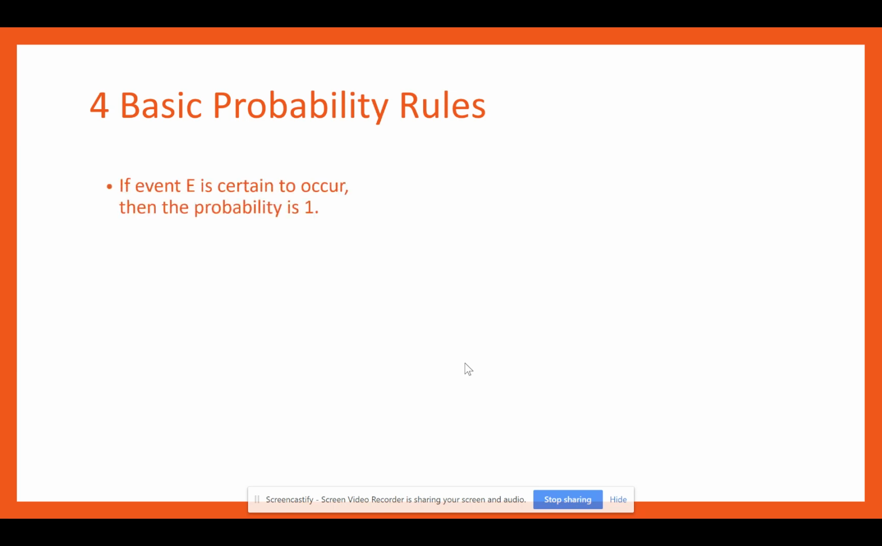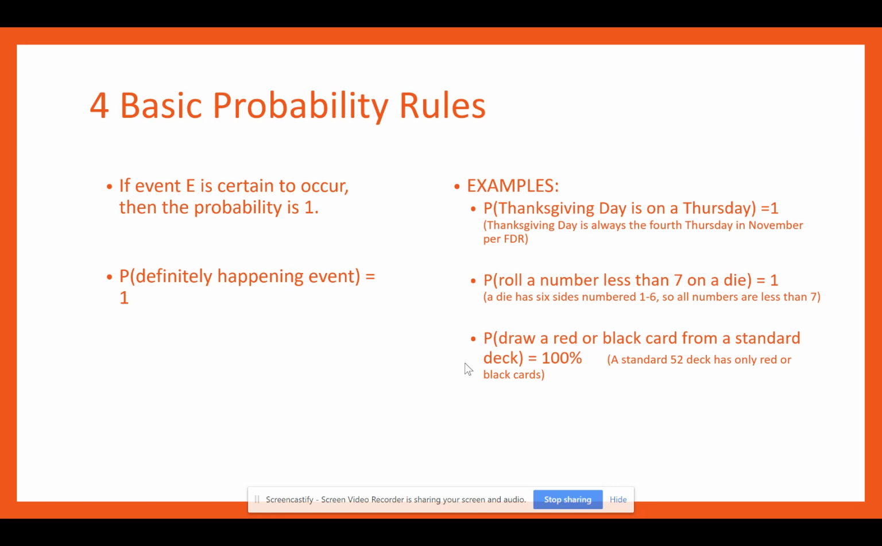Third, if the event is certain, without a doubt, going to occur, then the probability is 1. So the probability that an event definitely happens is 1. For example, the probability Thanksgiving Day is on a Thursday is 1, because Thanksgiving Day is always the 4th Thursday in November, as declared by Franklin Delano Roosevelt.